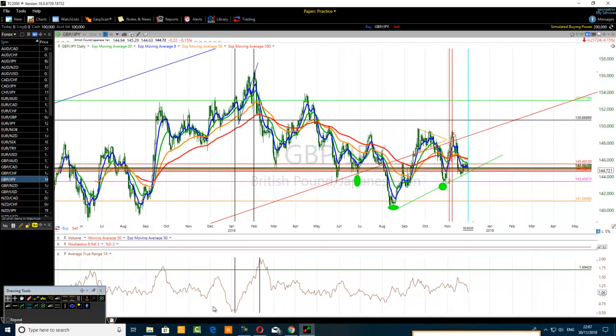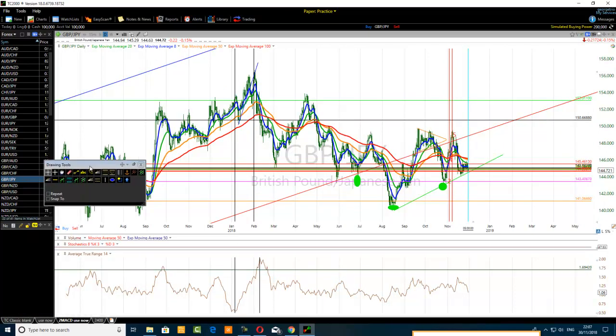So apart from the ATR, another thing that you can do, you can look on the chart.